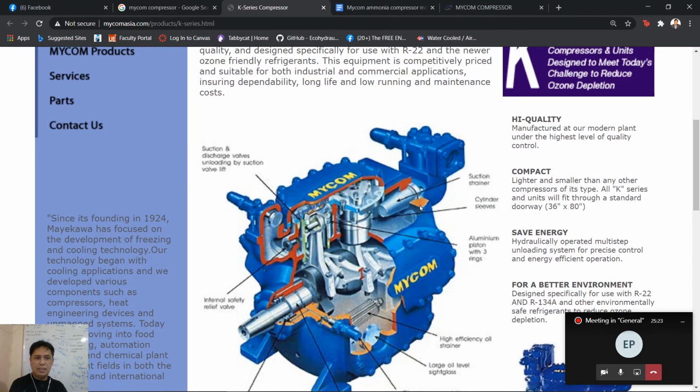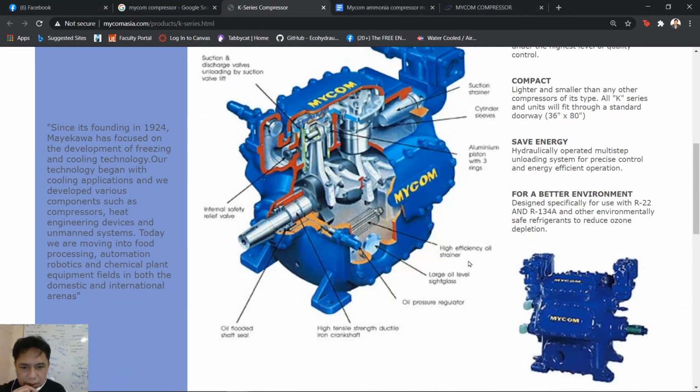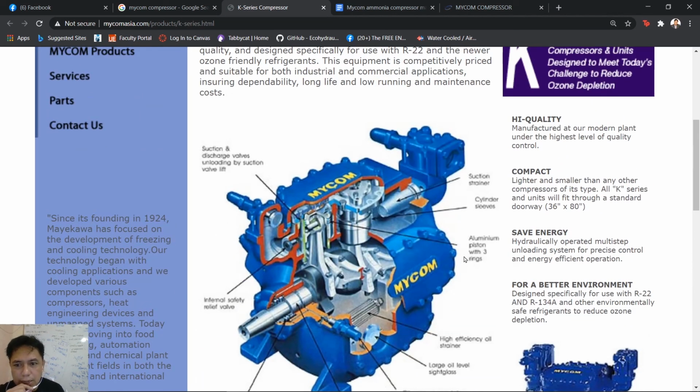So look at this. This is the compressor. Let me just discuss some of the parts. Yeah, and then we will discuss the specification, no? So that we can appreciate, no? So this one is what? So discharge valve, unloading by suction valve, no?